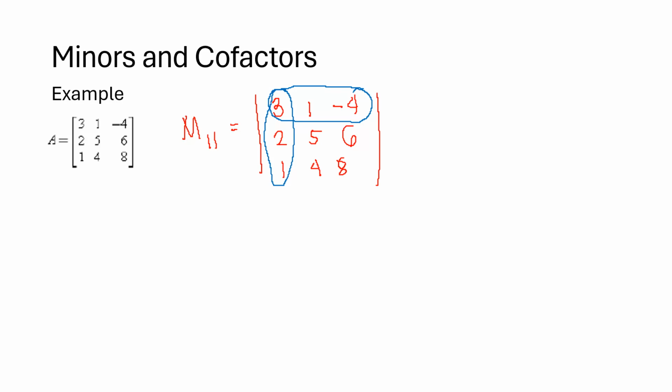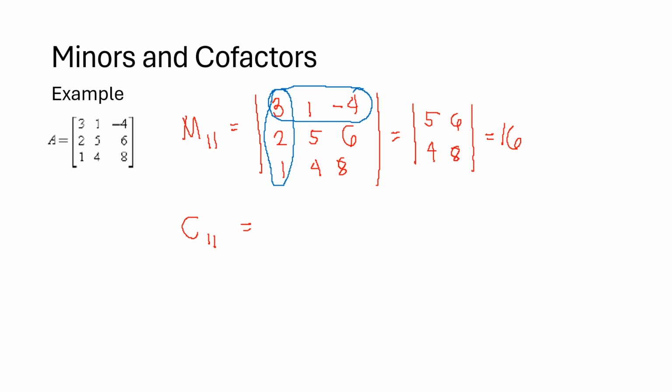Okay, so what will happen is that you will now have the new matrix 5, 6, 4, 8, in which if we are going to solve the determinant of this new matrix, the 5, 6, 4, 8, the determinant would be 16. So that's the minor M sub 1 1. Now, the cofactor of A sub 1 1, you have the C sub 1 1.